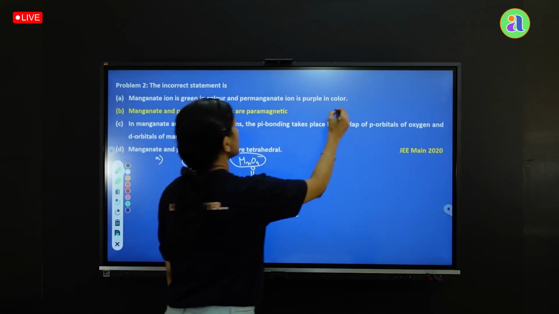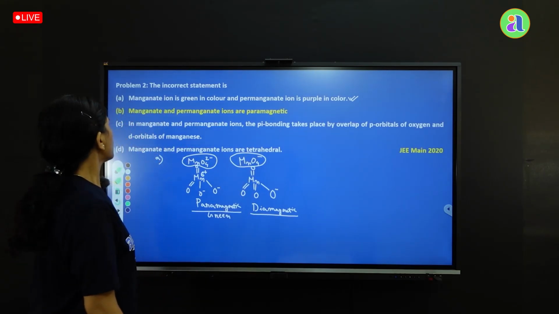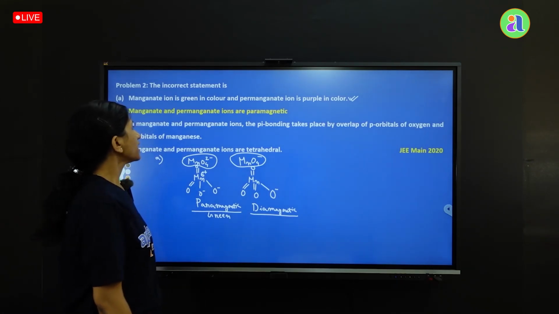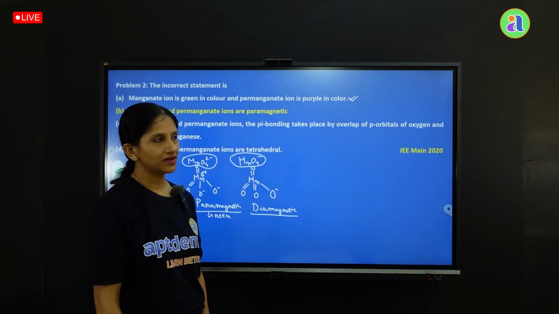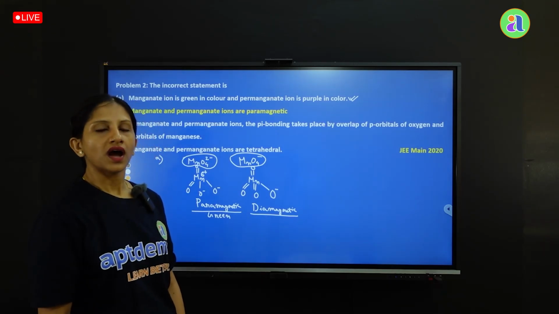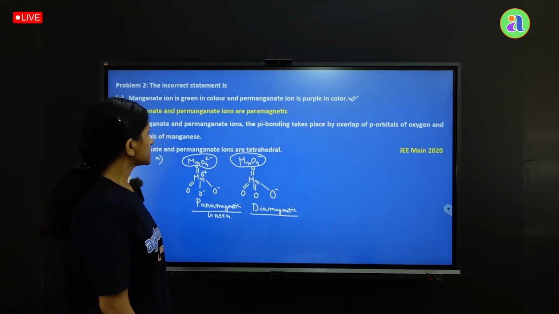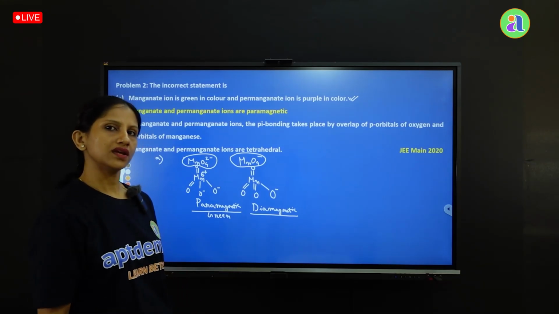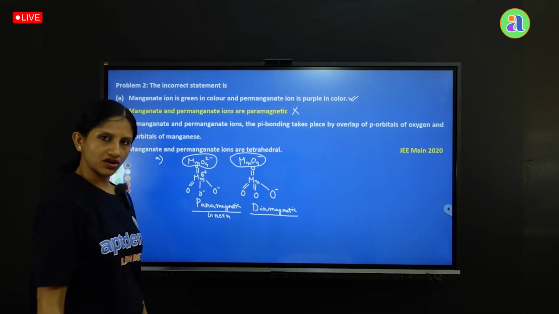So option A, or statement A, is a correct statement. Now if you consider statement B, it is saying that manganate and permanganate ions are paramagnetic, which is not correct. We have already seen that manganate ion has unpaired electrons, so it shows paramagnetism, but permanganate ion shows diamagnetism because it does not have any unpaired electrons. So statement B is incorrect.